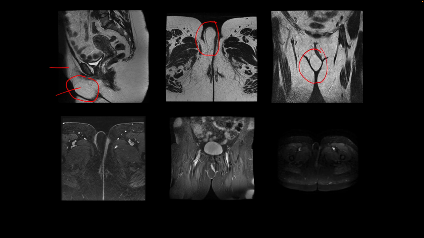So on the fat saturated T1 weighted contrast enhanced images, it also has fat signal intensity and no enhancement and no restricted diffusion. So this is a benign lipoma arising in the labia.